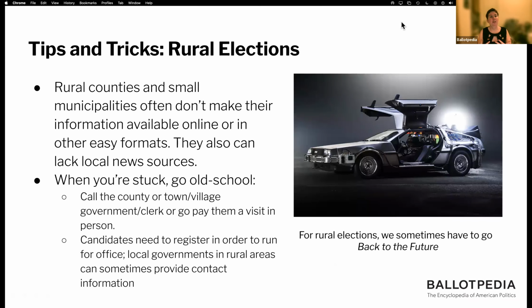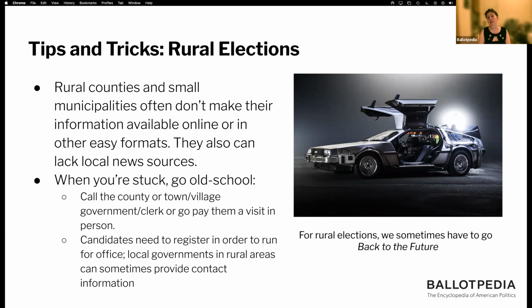I did want to introduce a few tips and tricks for rural elections, because I know that Kenosha has a decent size, but there are a lot of municipalities out to the west that are smaller, and those can be very difficult to find elections for. Say you're in Kenosha County, but you're not in the city of Kenosha. That can be very difficult because rural counties and small municipalities often don't make their information available online or in any kind of easy format.